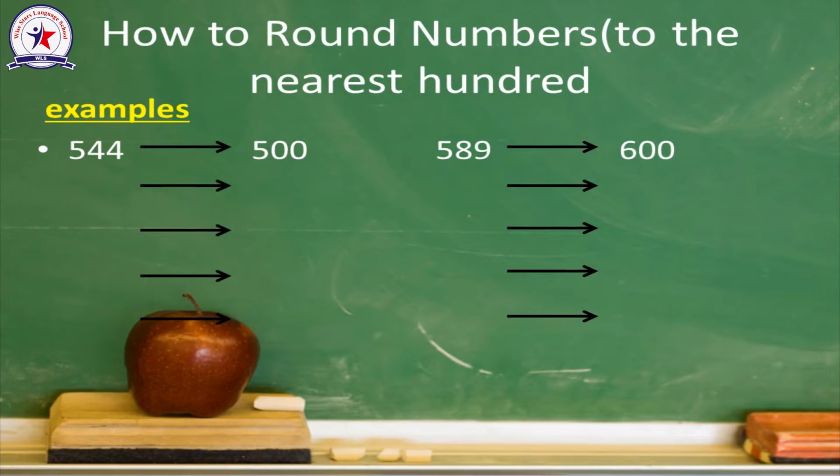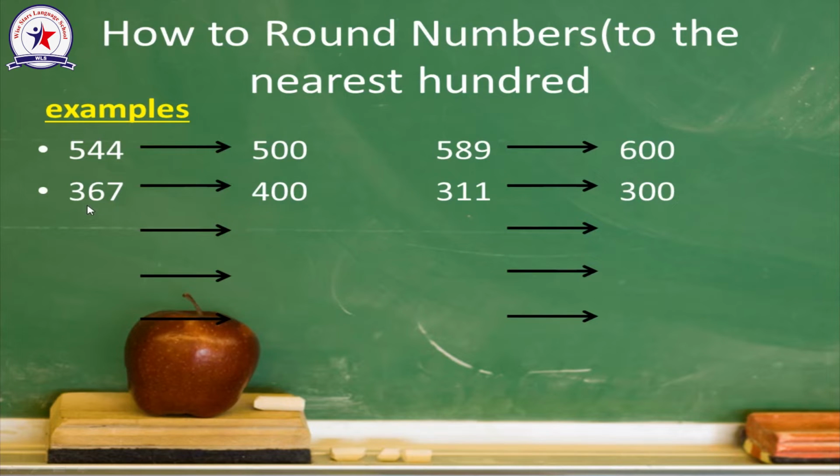How to round numbers to the nearest 100? For example, 544. At first put 2 zeros. Then look at the tens, here 4. 4 is less than 5, then keep the hundreds digit as it is, 5. Okay, how to round 589 to the nearest 100? At first put 2 zeros. Next door here we have 8. 8 is more than 5, then add 1 more to 5. 5 is going to be 6.